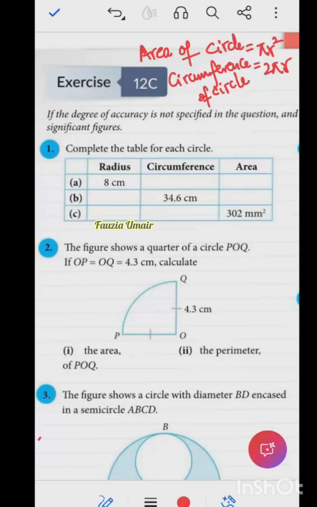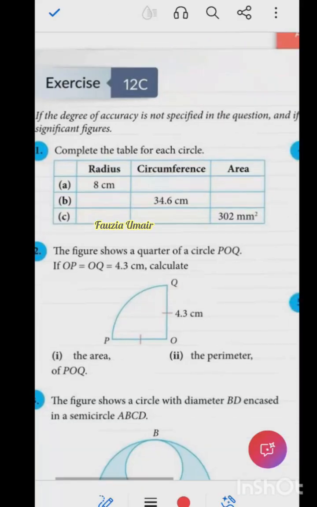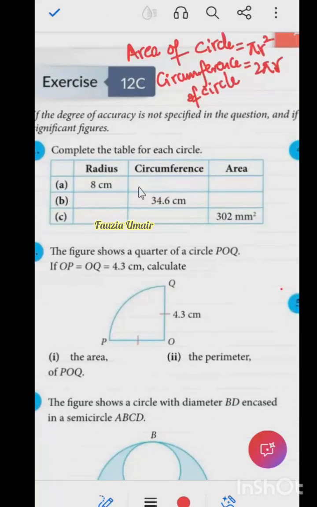So now we will do the first question, a very easy, straightforward question. In the first part, the radius is given to you. You need to find the circumference and area. Remember that we are not allowed to use a calculator in the paper, so we will keep pi as it is. We will not put the value of pi. I'm going to solve it in front of you. So we will say circumference is 2 pi r. If we put the value, it's 2 pi multiplied by 8.